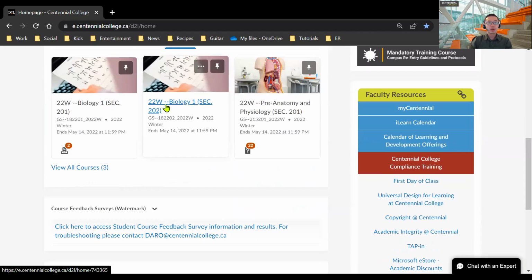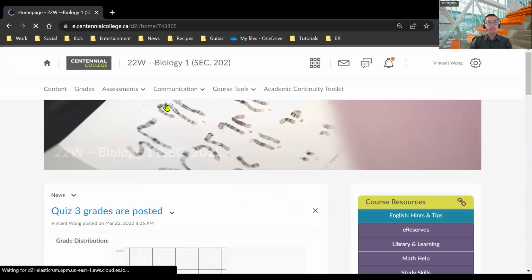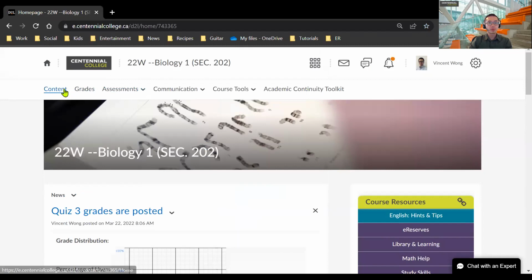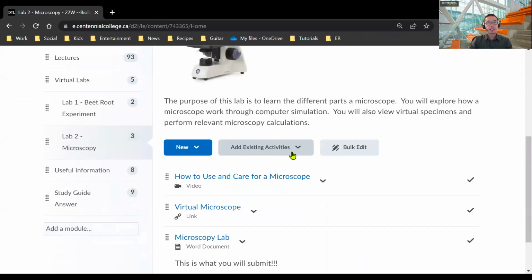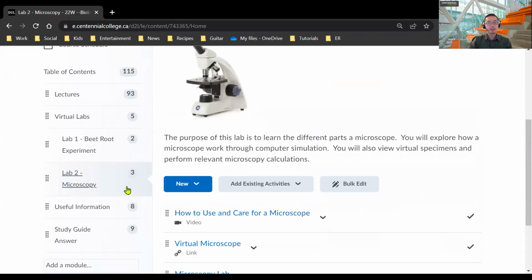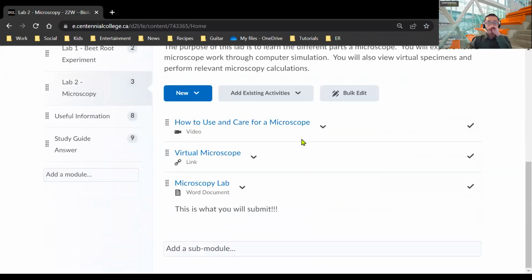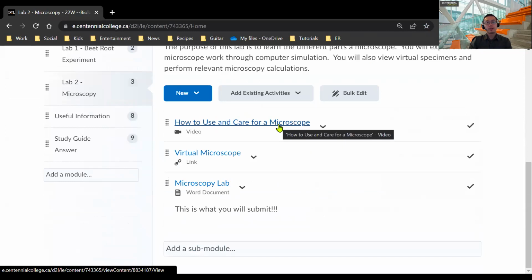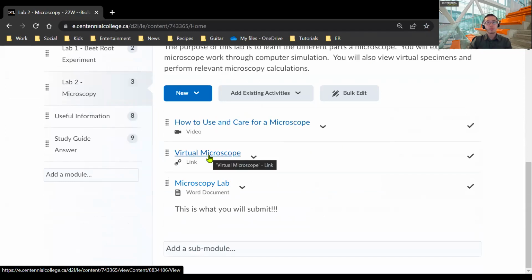Okay, so for the lab, some of you already handed it in, which is great. I'll provide a link to the lab in today's debrief, but basically you can find it under lab 2. So you should watch the video on how to use and care for a microscope. And then there is a link for the virtual microscope. I want you to open that.